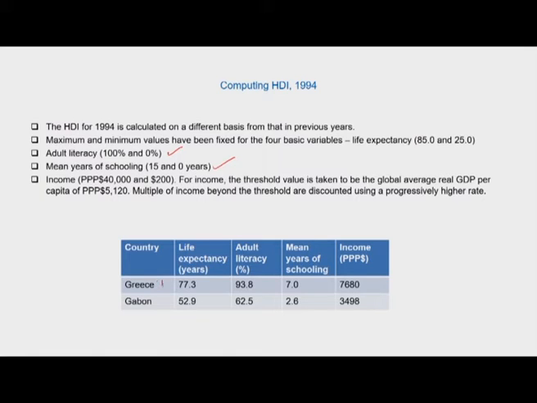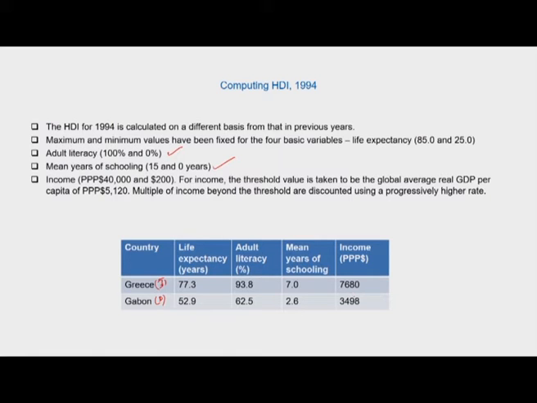Greece here is an industrial country, an advanced country, and Gabon is a developing country. These are the actual estimates for life expectancy, adult literacy, mean years of schooling and income for Greece and Gabon. 77.3 and 52.9 in terms of life expectancy, a huge difference. Adult literacy 93.8 in Greece, 62.5 in Gabon. Mean years of schooling 7 for Greece and 2.6 for Gabon. And the incomes, this is the real GDP per capita in purchasing power parity.